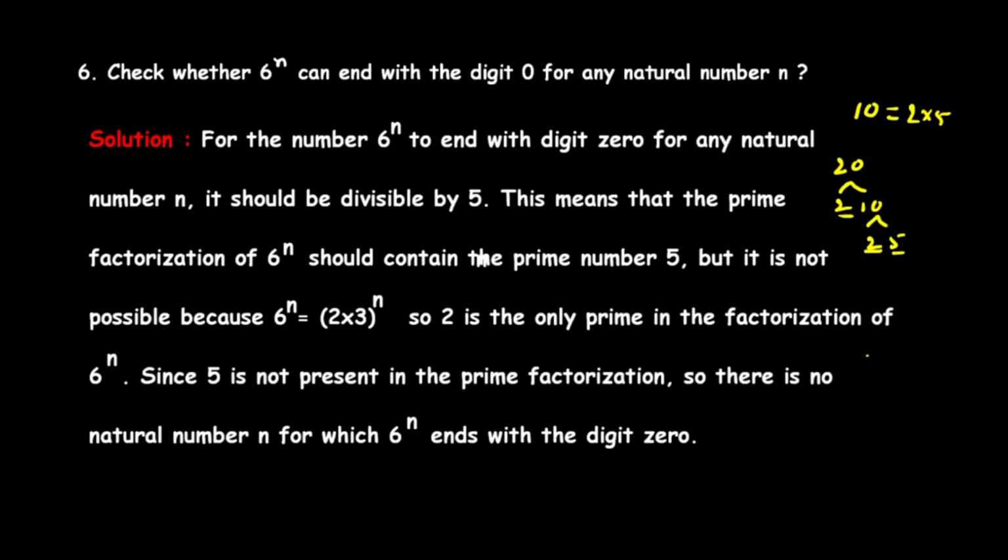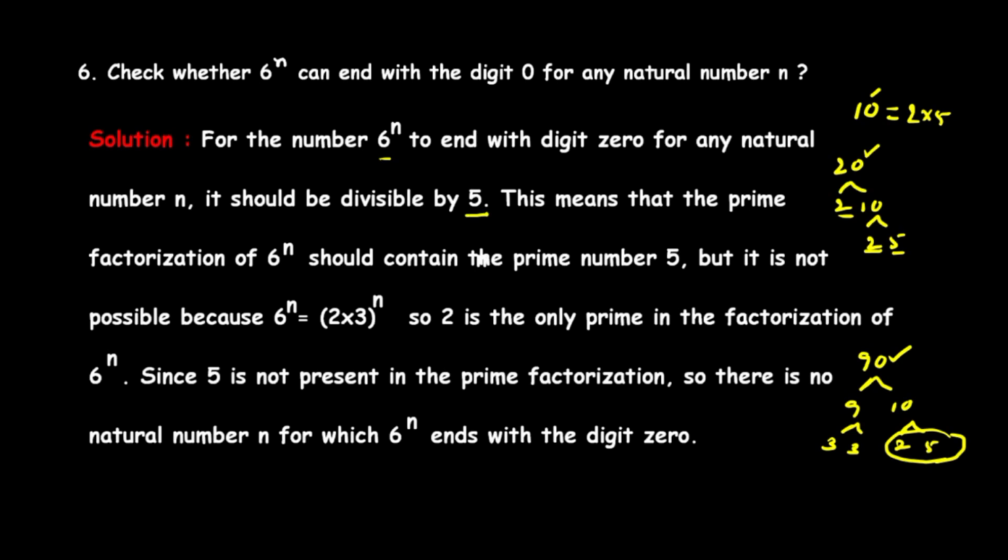Or if you take something like 90, 9 10s are 90, and 9 we write as 3 3s, 10 we write as 2 5s. Finally, for a number which ends with the digit 0, in its prime factorization, 2 and 5 are compulsory. The product of 2 and 5 is compulsory, right? So here the question has given 6 power n. For 6 power n to end with the digit 0 for any natural number n, it should be divisible by 5, correct?